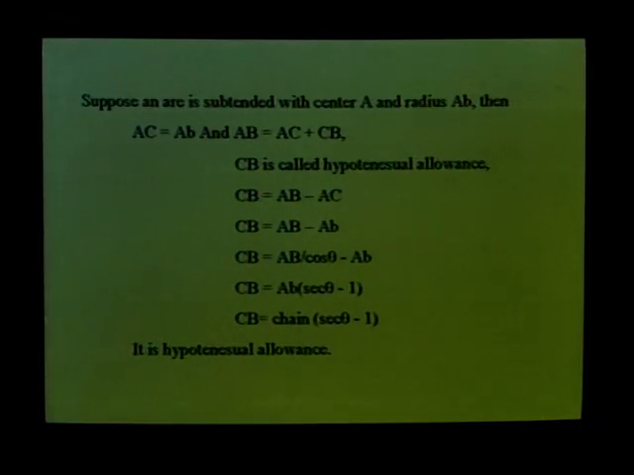Suppose an arc is drawn with center B and radius ab, then AC is equal to ab, and AB is equal to AC plus CB. CB is called the hypotenusal allowance. CB is equal to AB minus AC.